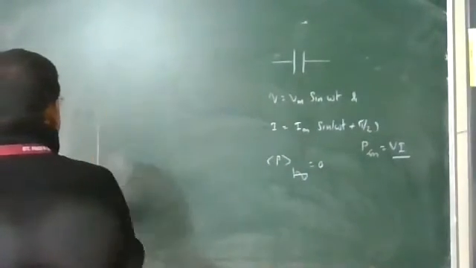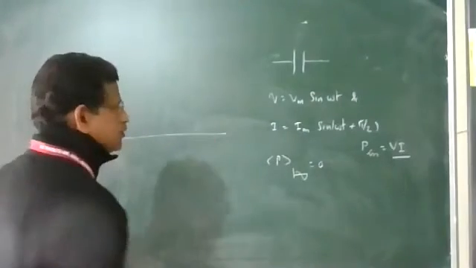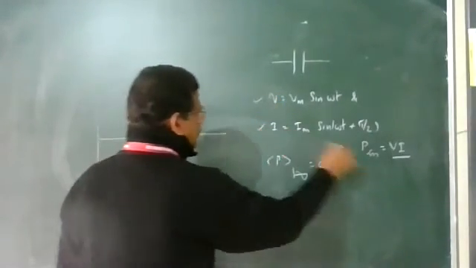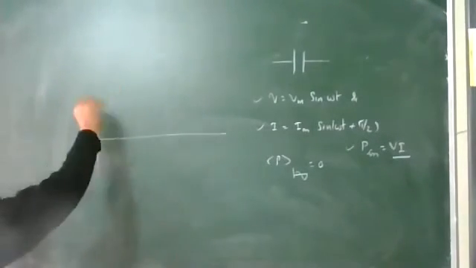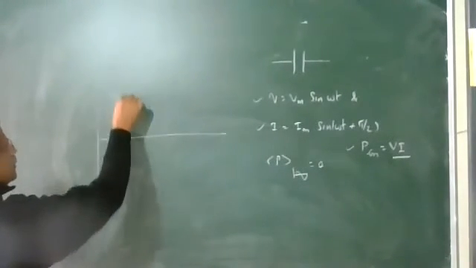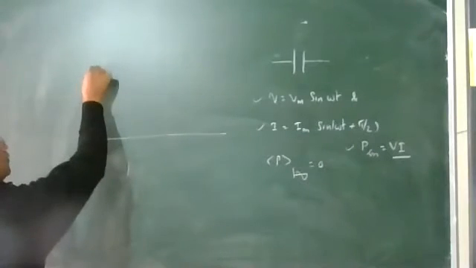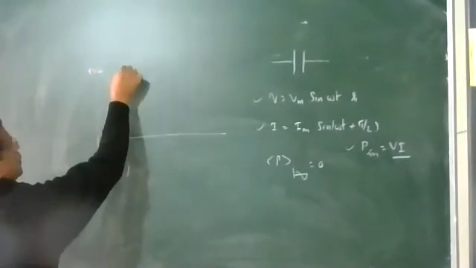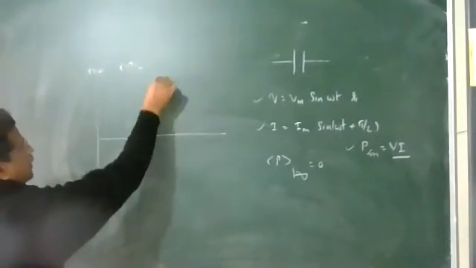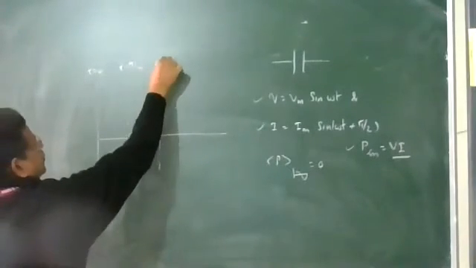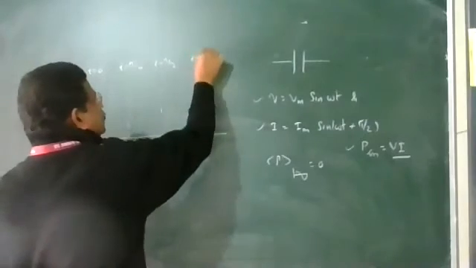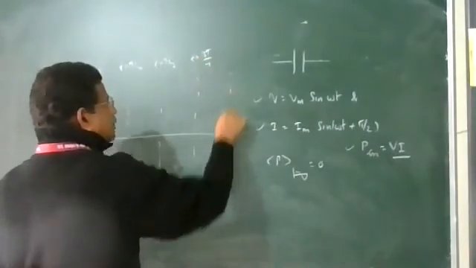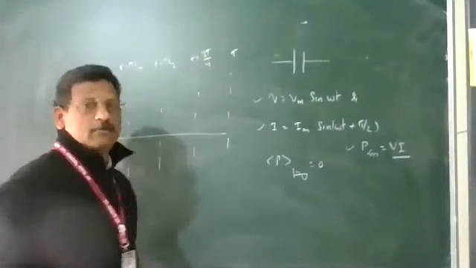Suppose I am going to plot the variation of all these three. 1, 2, and 3. We'll see a diagram. So the different time intervals we can mark here. This is t equal to 0, t equal to T by 4, here it is t equal to T by 2, and here it is t equal to 3T by 4, and this is equal to T.